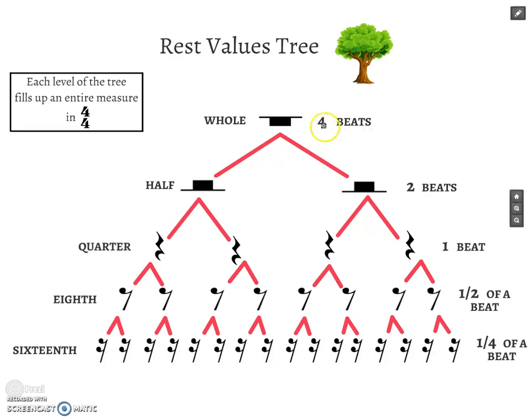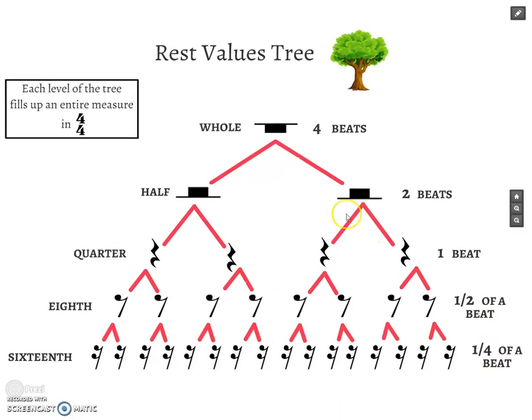Again, as you go down, you cut the value in half. 4, half of that is 2, half of 2 is 1, half of 1 is half, half of half is a fourth. Each level of the tree, just like the previous screen, fills up an entire measure in 4/4.